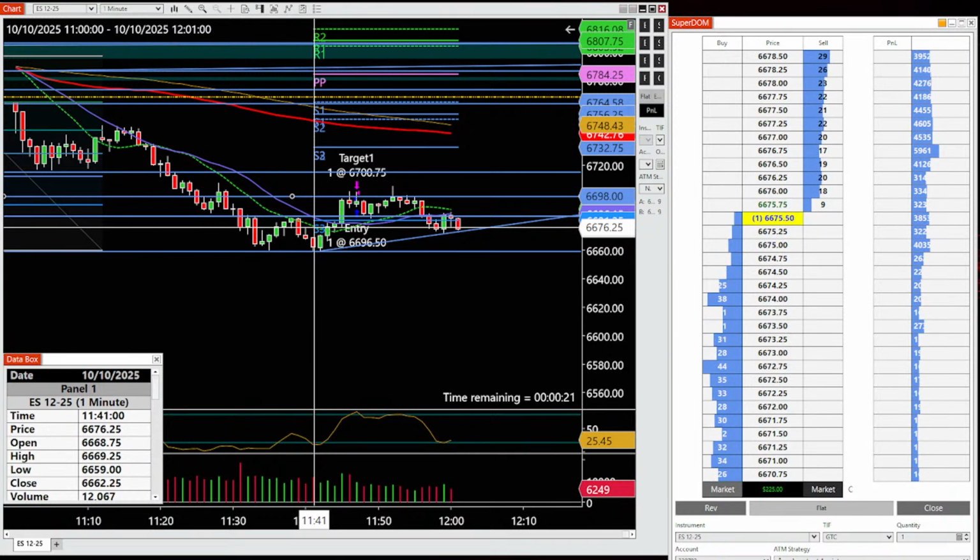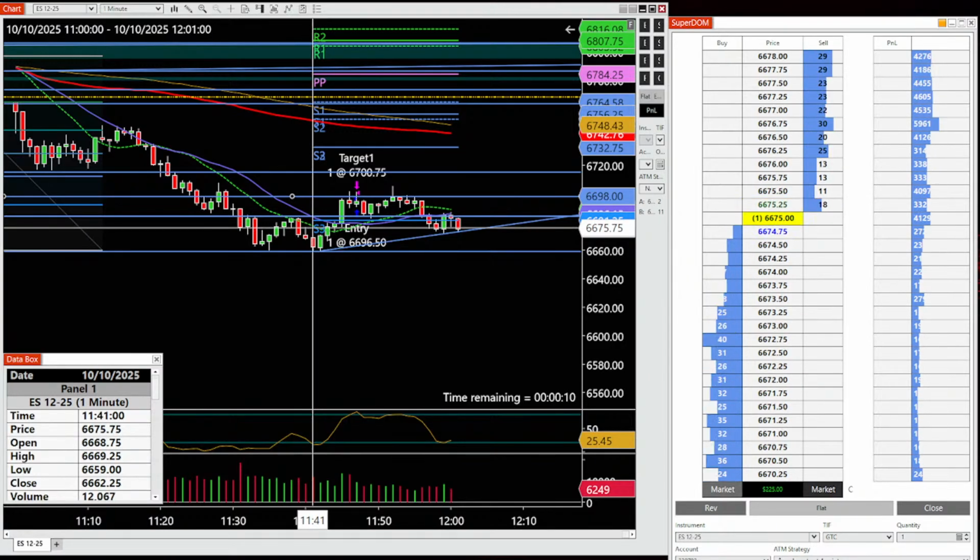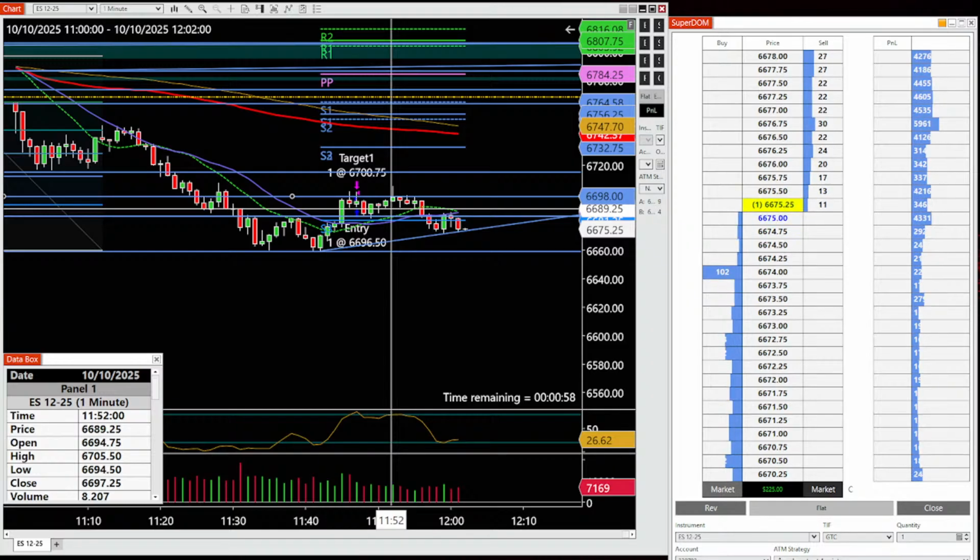Bring out the calculator. 68.05, 50 minus the low of 66.60. It's 140. No, it's not 145. 67.05 minus 66.60, 45 points. So 66.60 minus 45 gives us 66.15.